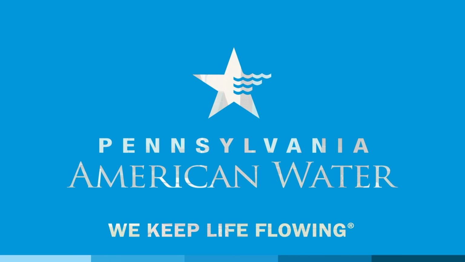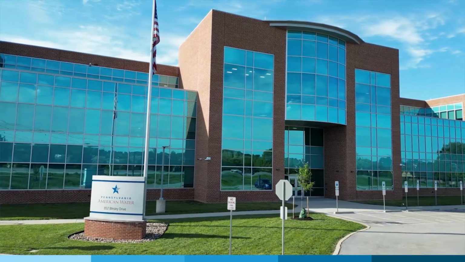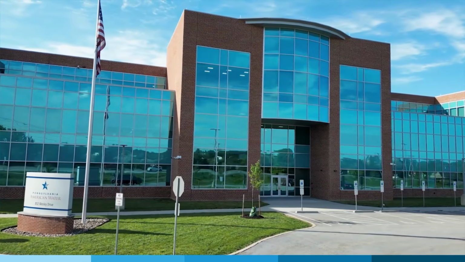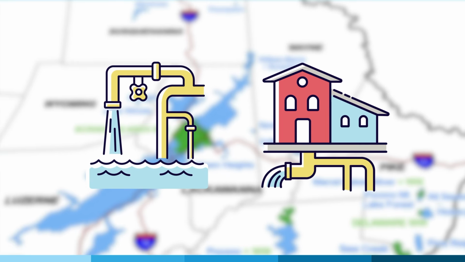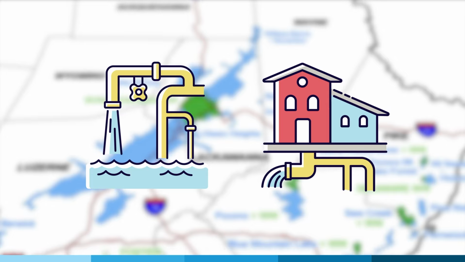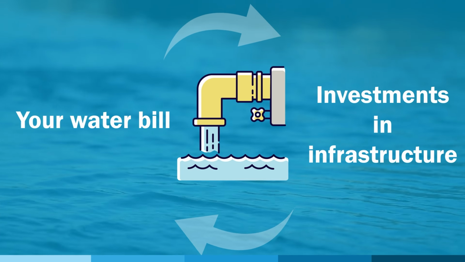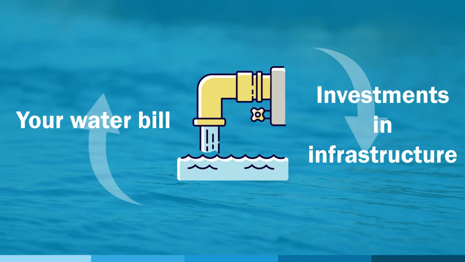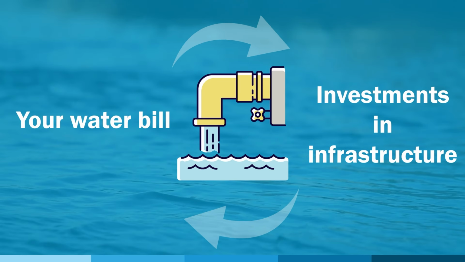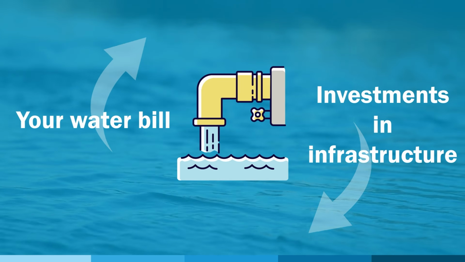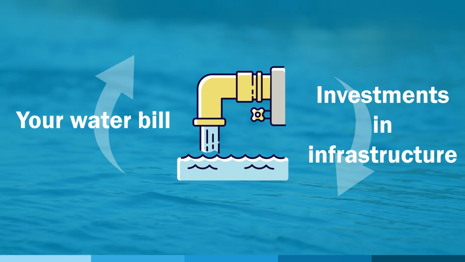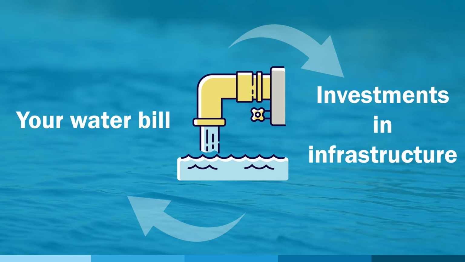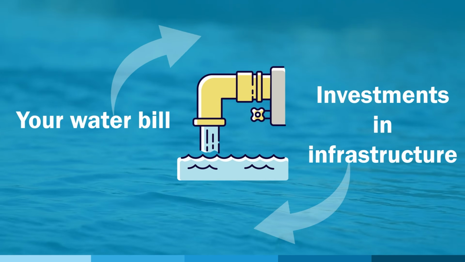At Pennsylvania American Water, our business is water and wastewater service. Each year, we invest hundreds of millions of dollars into our infrastructure to continue to provide you with safe and reliable water service. When we file for a rate case, it helps us recover these costs so that we can continue to invest. In addition to investments, the company will also seek to recover changes in other costs, such as operating and maintenance expenses and federal or state taxes.